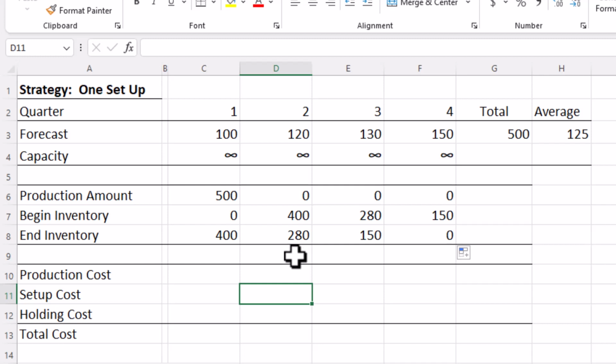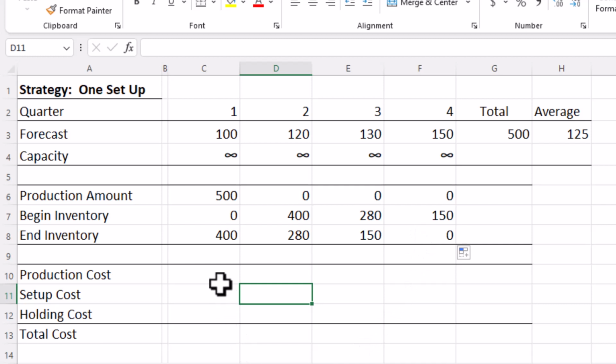Similarly, in the third period, our beginning inventory is 280 from the previous period, and the demand is 130. 200 minus 130, we end up with 150 units, which is going to be the beginning inventory of the fourth period, and that is equal to the demand. Therefore, the end inventory is going to be 0.